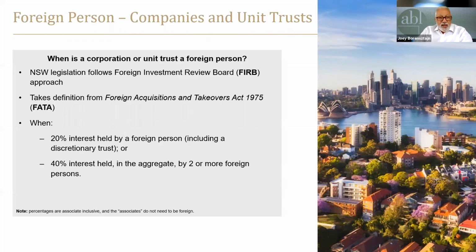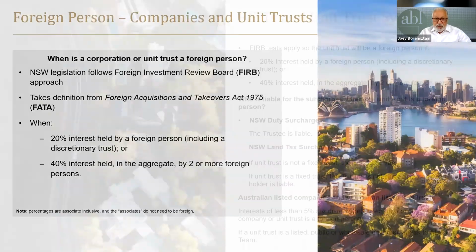So in other words, if there are discretionary trust unit holders who have not amended their deeds to include these foreign person restrictions, they will be a foreign trust and they will be foreign for the purpose of establishing whether the unit trust or the company meets these 20% and 40% thresholds.